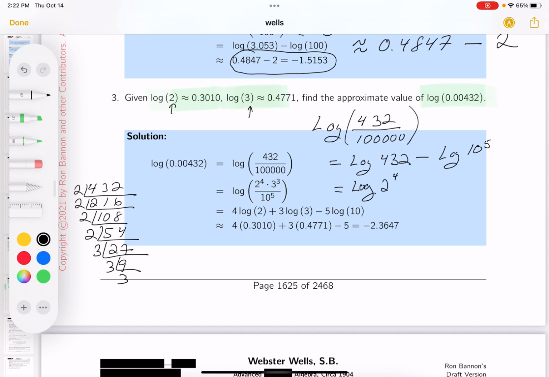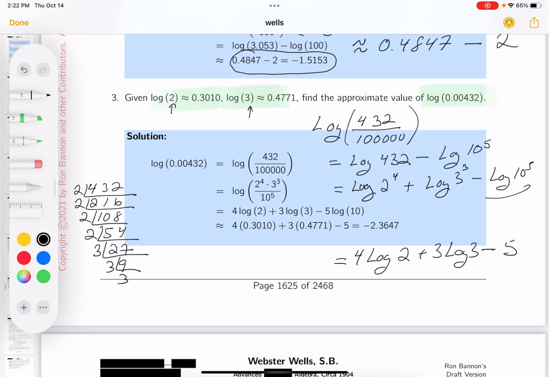2 to the 4, plus log, I know it's a product by the way, so I'm putting plus down, 3 cubed, minus log 10 to the 5. Well, I'm going to say this is 4 log 2 plus 3 log 3 minus, I think I'm ready to do this over here. That would be 5 times log 10 of 10, which is just simply 5.